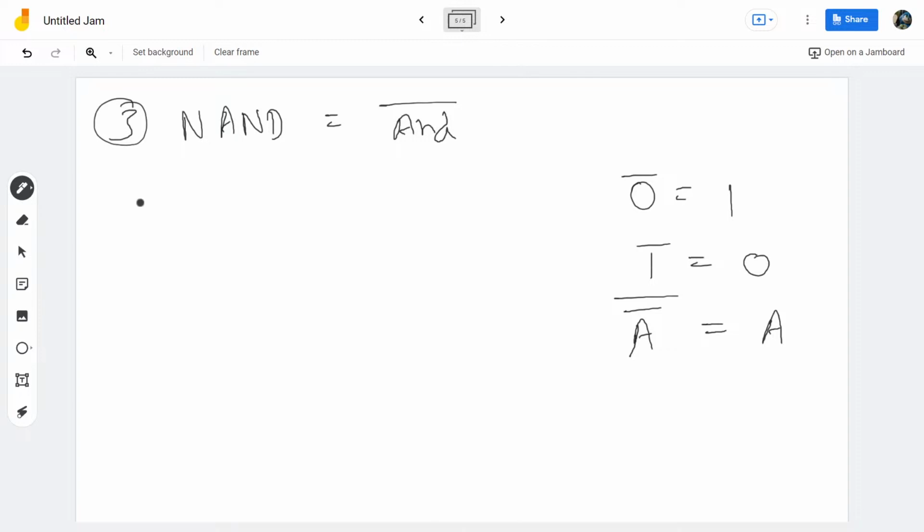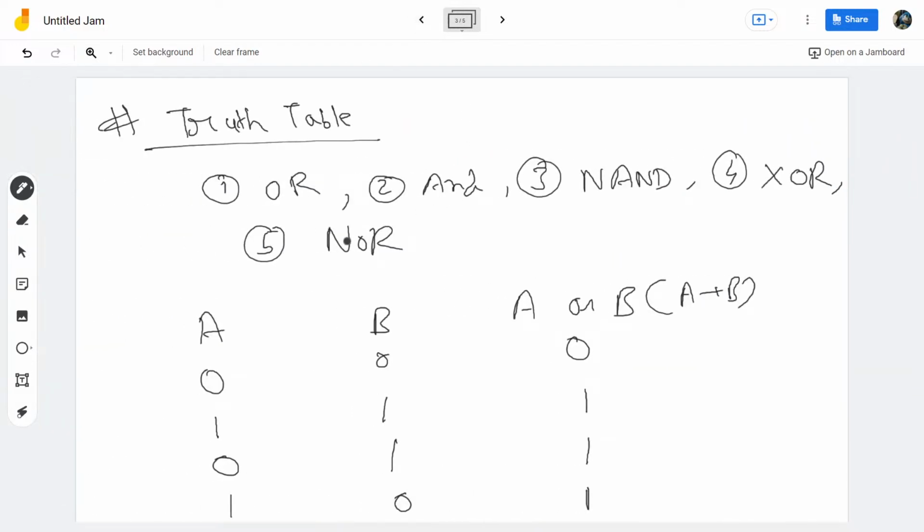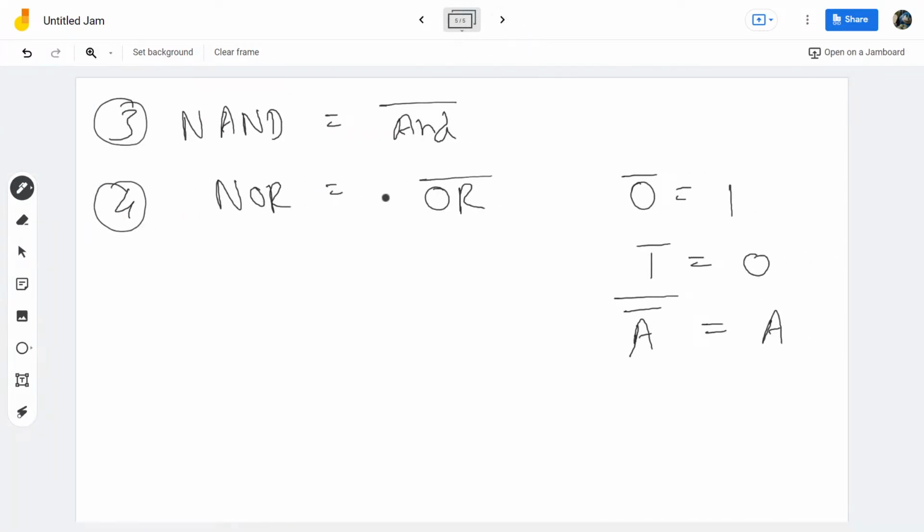The next operation is NOR. So NOR is basically the complement of OR. So what you have to do is, we have the OR gate. Let me just erase it. Now let me write A NOR B. In this case we are taking the complement of OR. So the complement of OR here is 1. The complement here is 0. This is 0. This is 0. So this was basically about NAND and NOR.